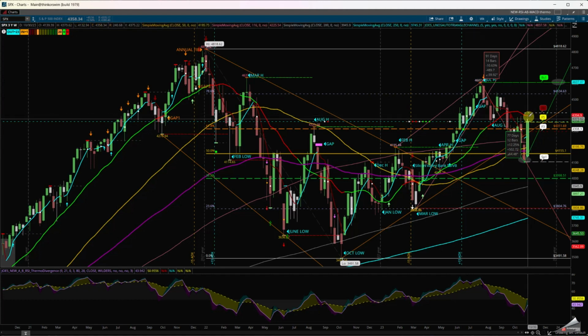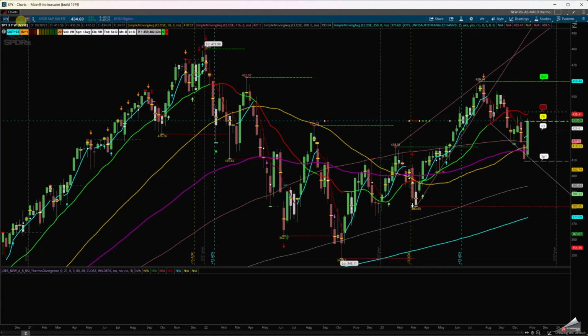We have the 18 SMA right in front of us, but we had cleared the 50 SMA in yellow and the 116 simple moving average. This is a very strong engulfing candle on the weekly due to the Federal Reserve announcement. Let's take a look at the SPY, and I want to do the SPY, the reason behind it. It's a more cleaner chart.